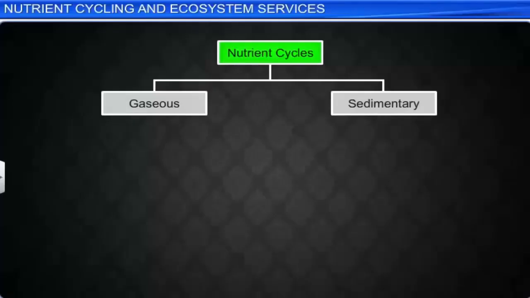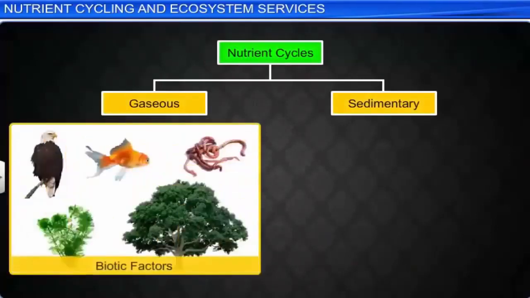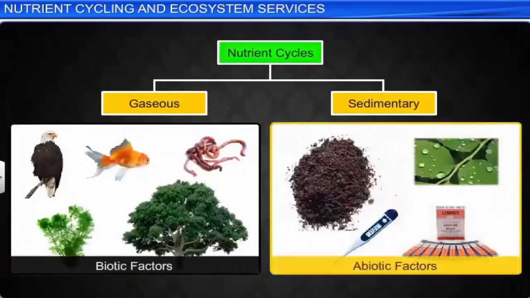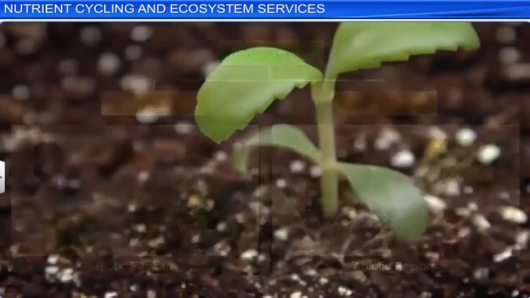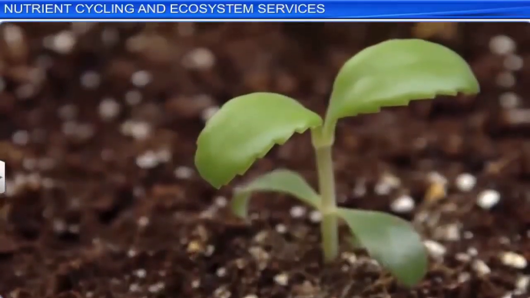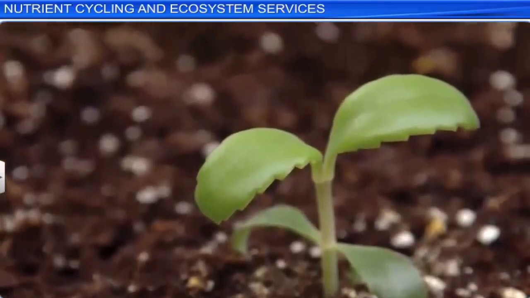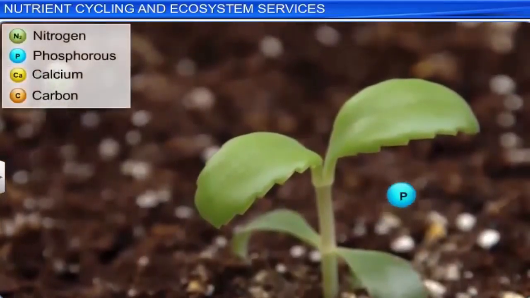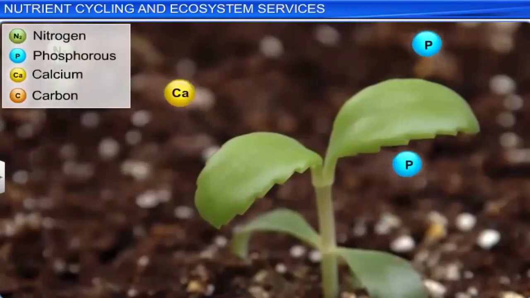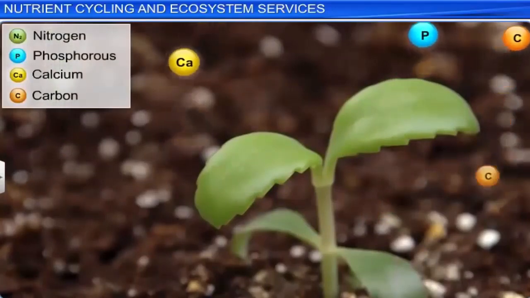The rate of release of nutrients into the atmosphere in both gaseous and sedimentary cycles is regulated by biotic factors or living organisms, as well as abiotic factors such as soil, temperature, moisture and pH. At any given time, the amount of nutrients such as nitrogen, phosphorus, calcium and carbon in soil is known as standing state.